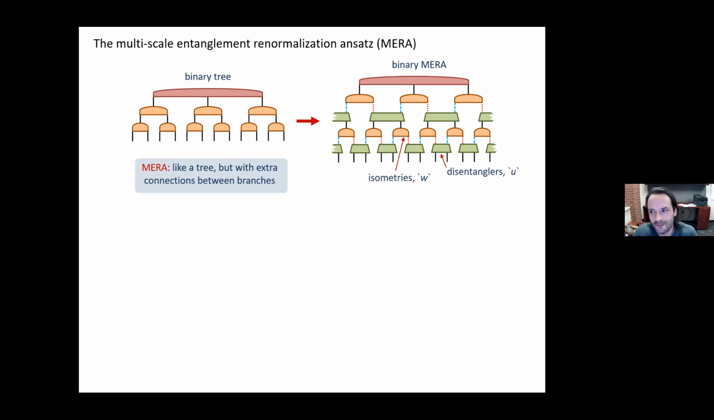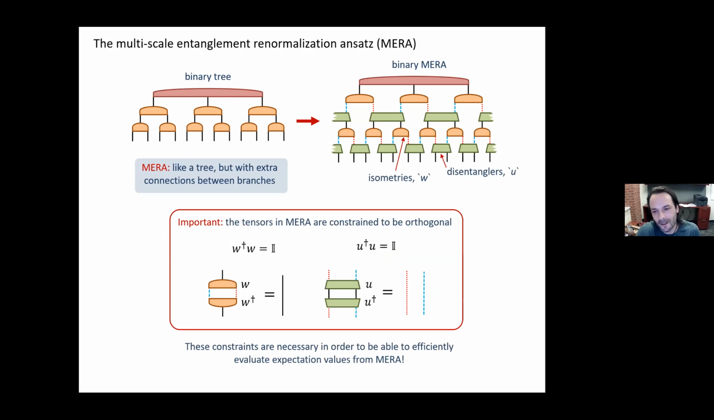Okay, so before we begin, I'll just give a very quick introduction to the MERA. We have a binary tree on the left. The MERA is just a tree that includes some extra connections between the branches. So we include some extra tensors we call disentanglers that link between the branches of the tree. An important consideration is that the tensors in a MERA are constrained to be orthogonal. A W dagger and a W, which we call isometries, have to annihilate to give the identity. A U dagger times a U should annihilate to give two copies of the identity.